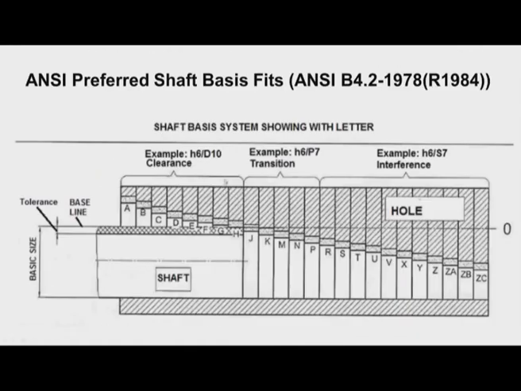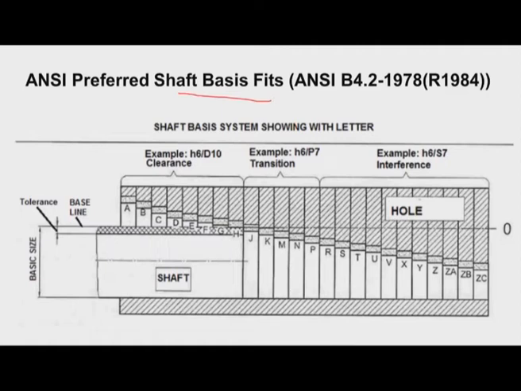Now this is the ANSI preferred shaft basis fits as per ANSI B4.2. Now we have taken the basic shaft, and the shaft size is fixed, and this is the tolerance provided for the shaft. Now this is the basic line, the 0 line. It corresponds to the basic size of the shaft, so the deviation is 0, hence this is the basic shaft, and then we have the shaft basis fits.